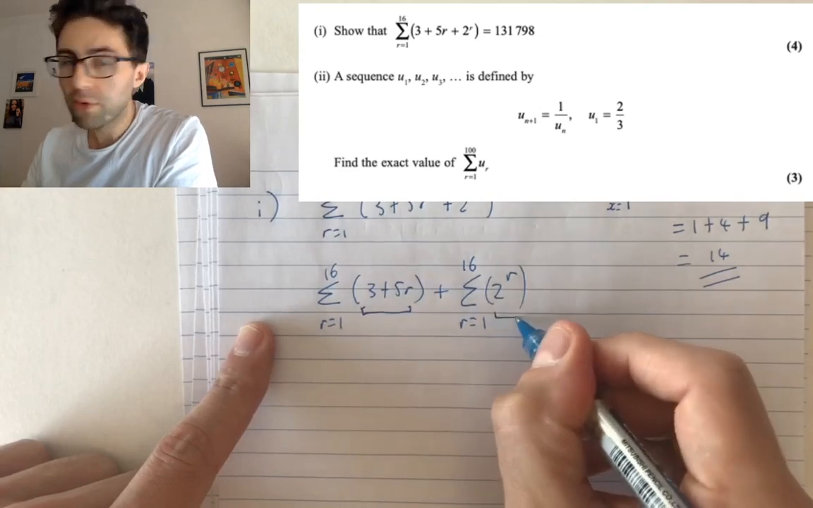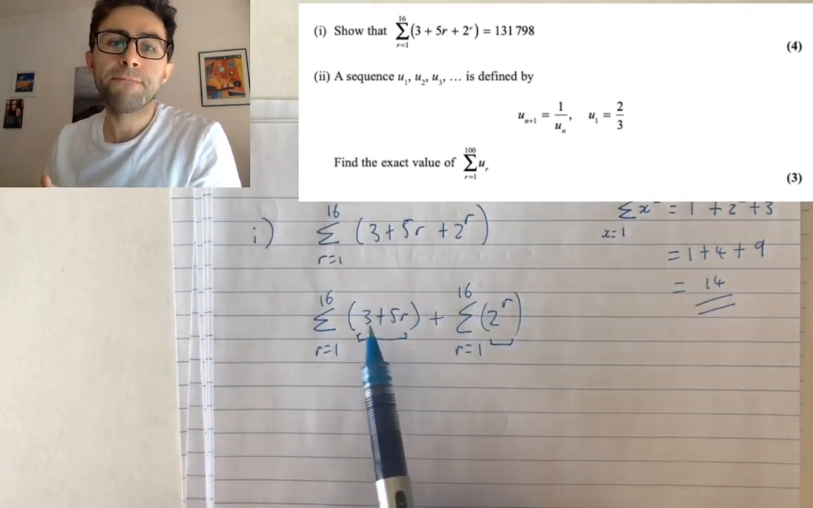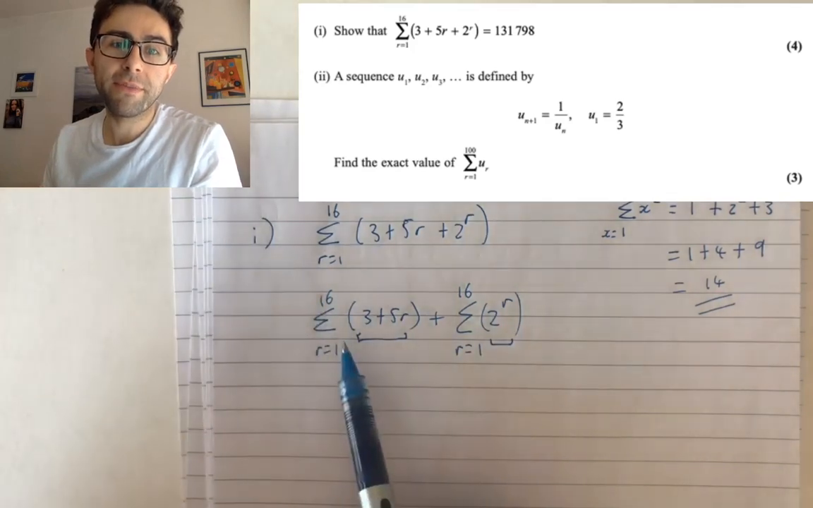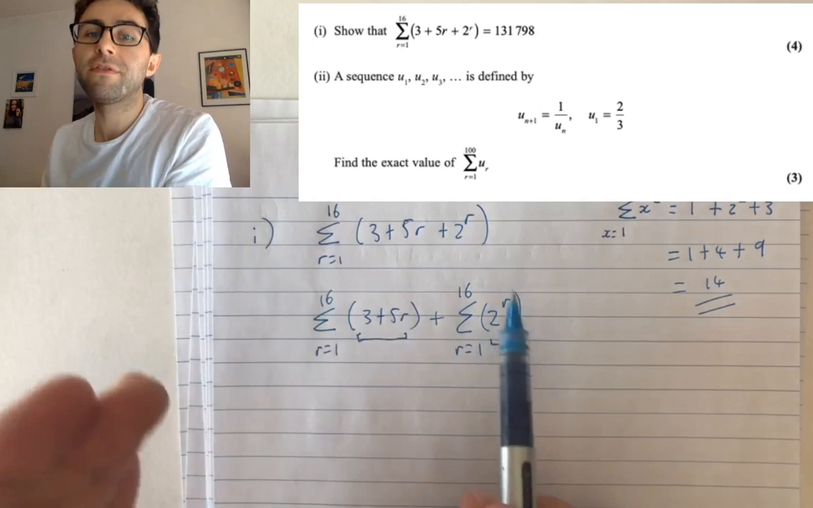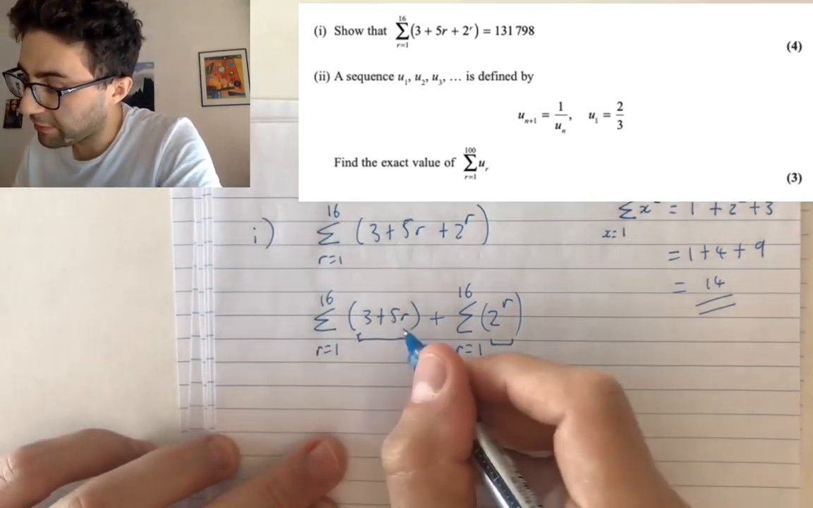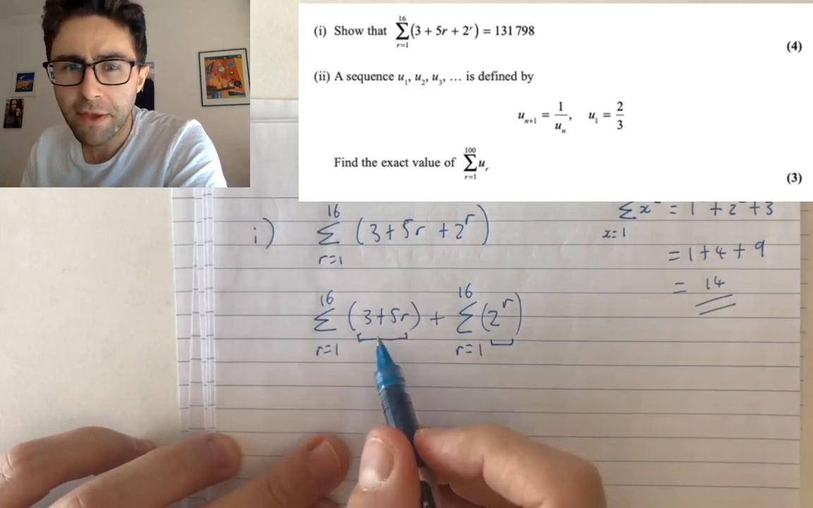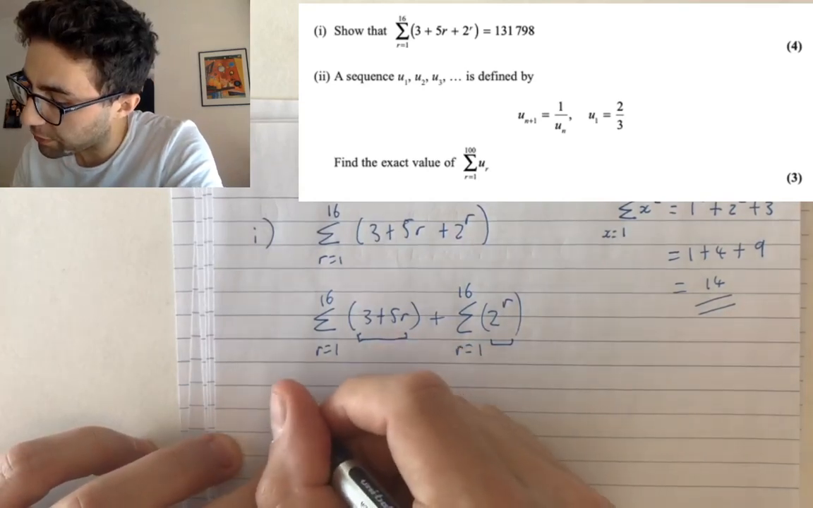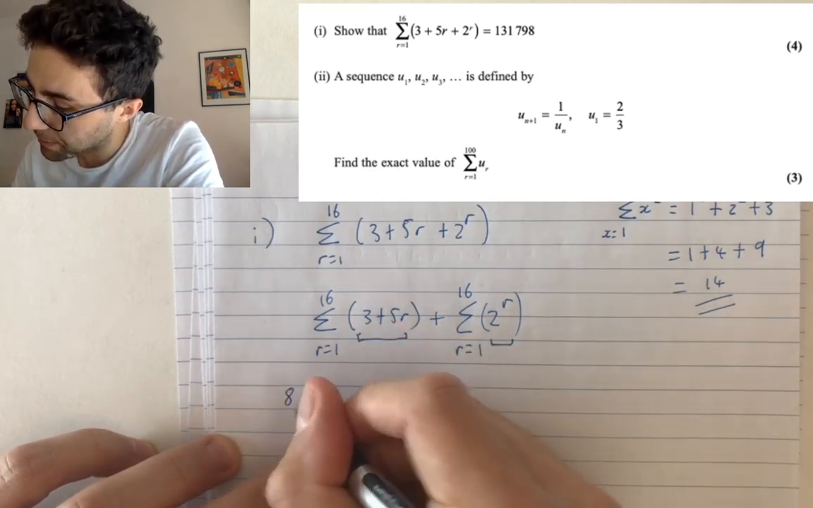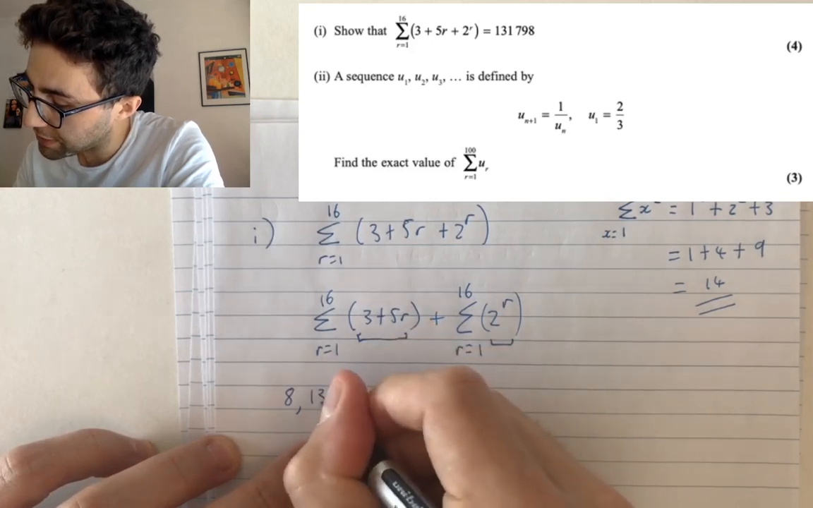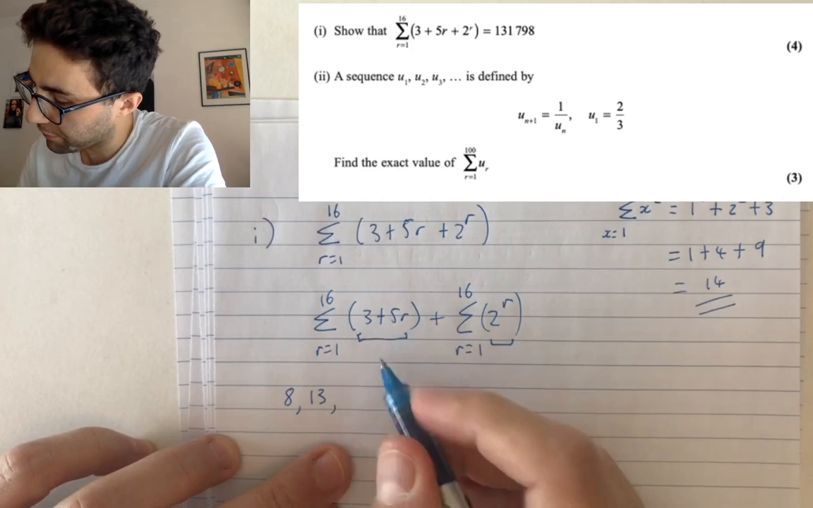These are sequences. This is an arithmetic sequence. This is a geometric sequence. This is the sum of an arithmetic sequence. This is the sum of a geometric sequence. And let's just write out the first couple of terms. If I put in r equals 1, your first term for this one is going to be 5 times 1, which is 5, plus 3 is 8. If I put in 2, 2 times 5, 13. And if I put in 3, 3 times 5, 18.